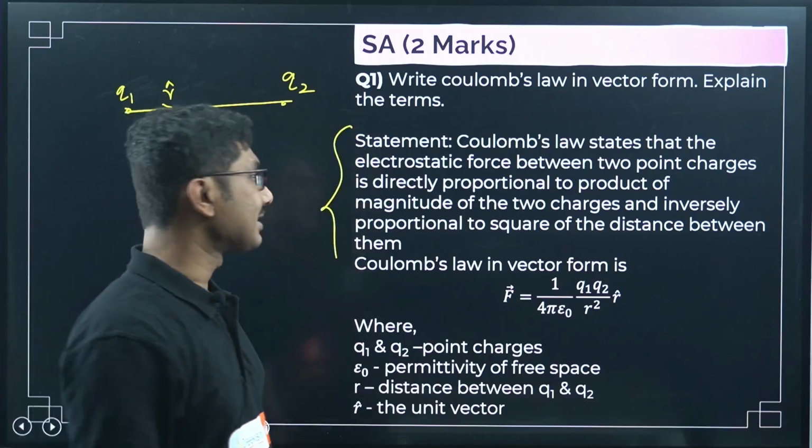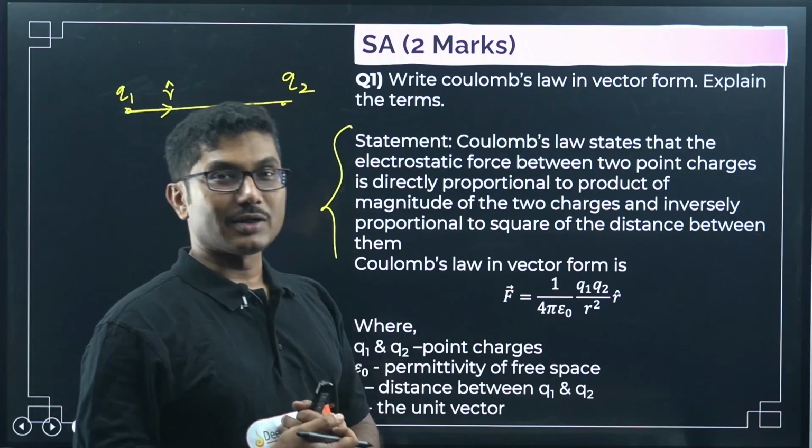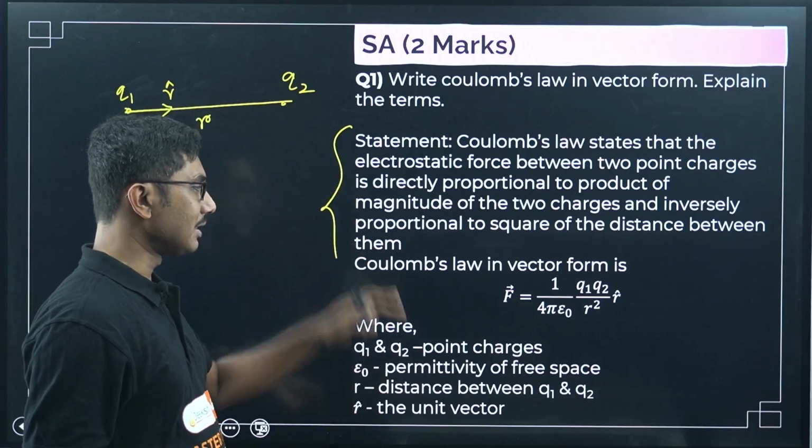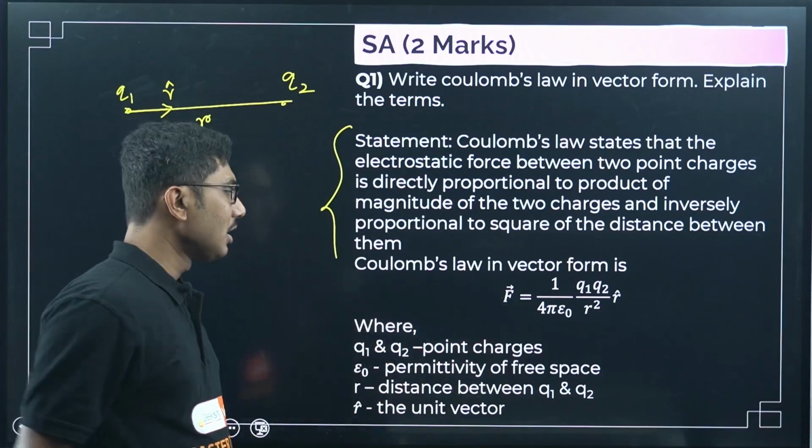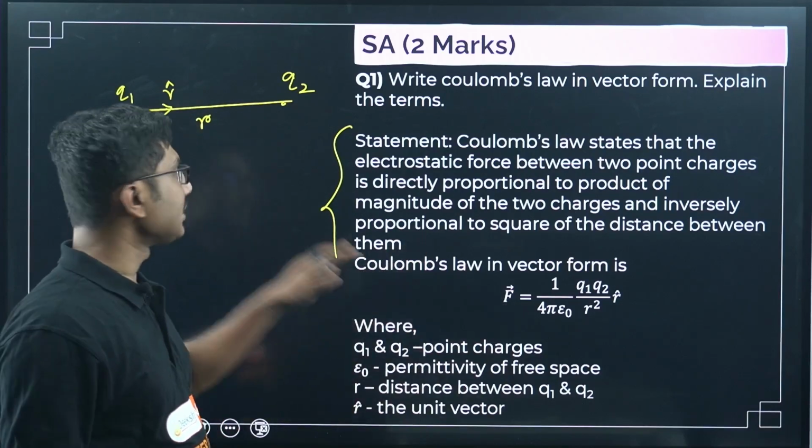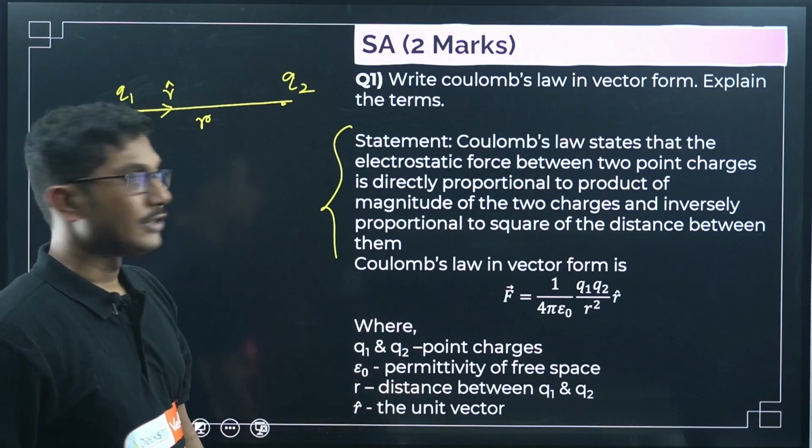In case they ask you to state Coulomb's law and write the formula, that is the statement and this is the formula. And this is the explanation. In terms of explanation, you have to draw the diagram and mention all the variables.